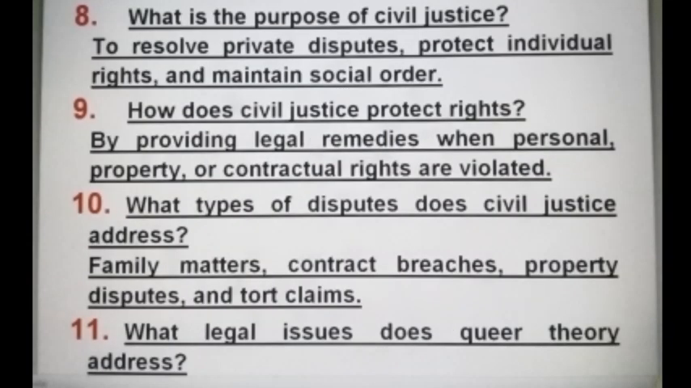How does civil justice protect rights? By providing legal remedies when personal, property, or contractual rights are violated. What types of disputes does civil justice address? Family matters, contract breaches, property disputes, and tort claims.